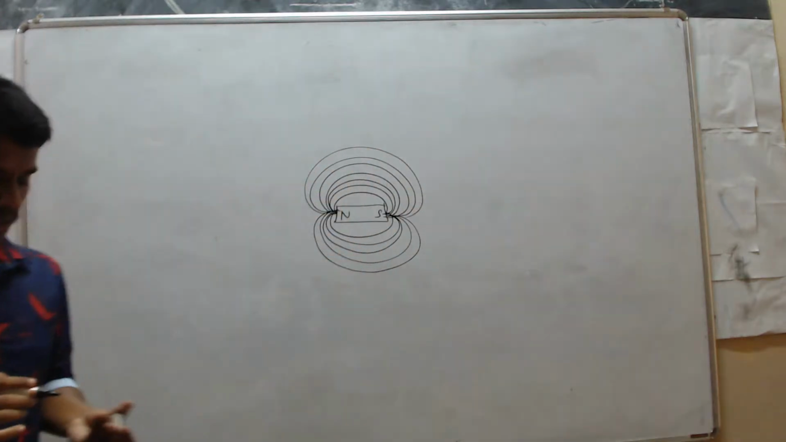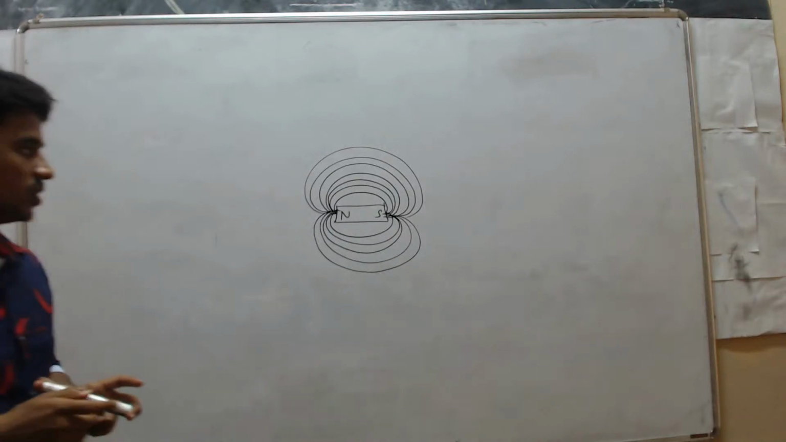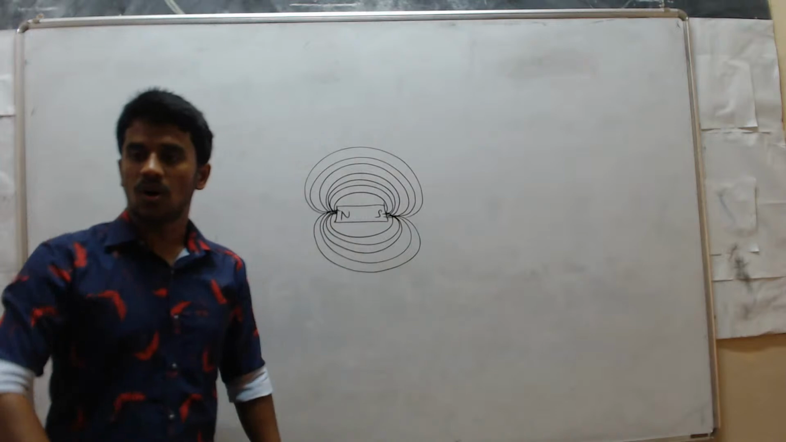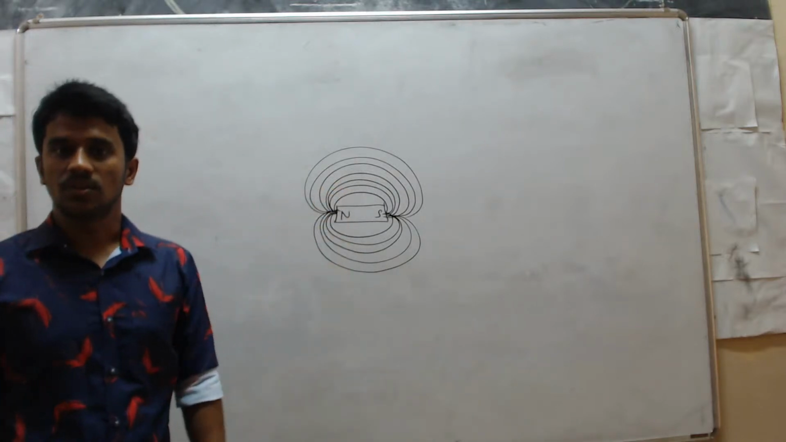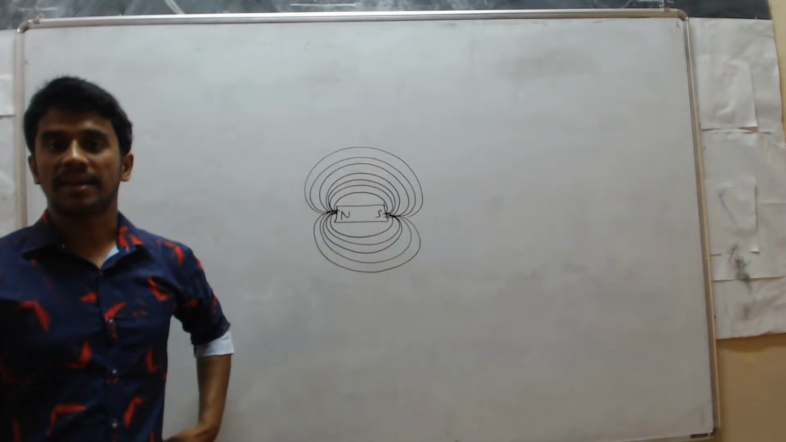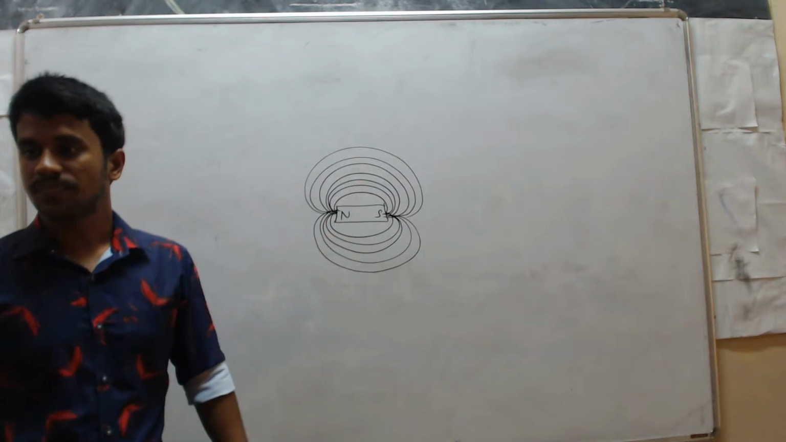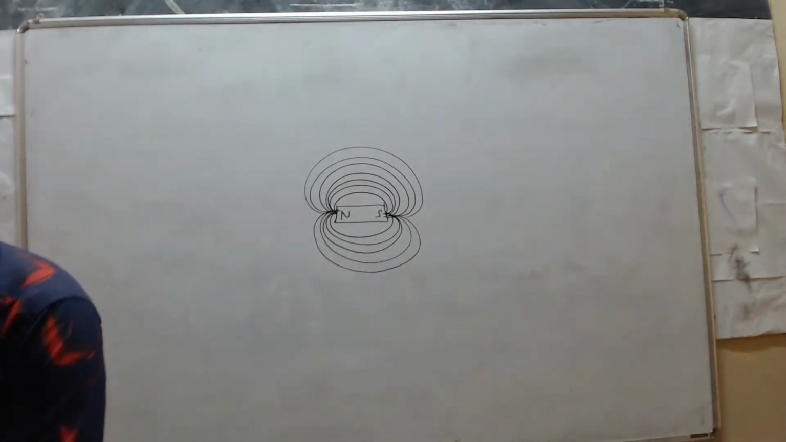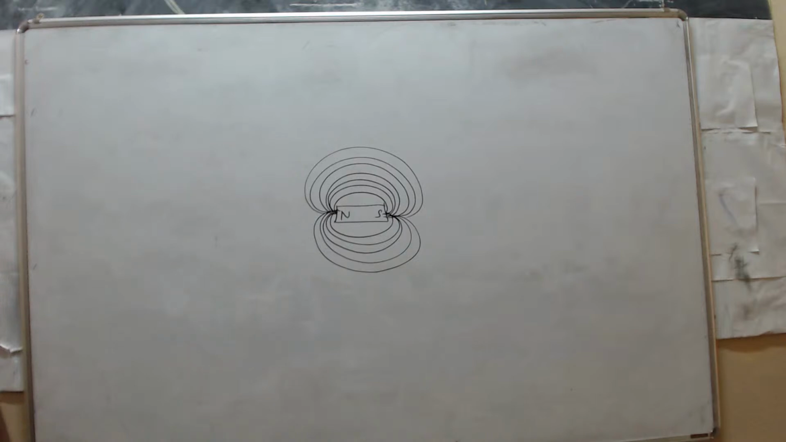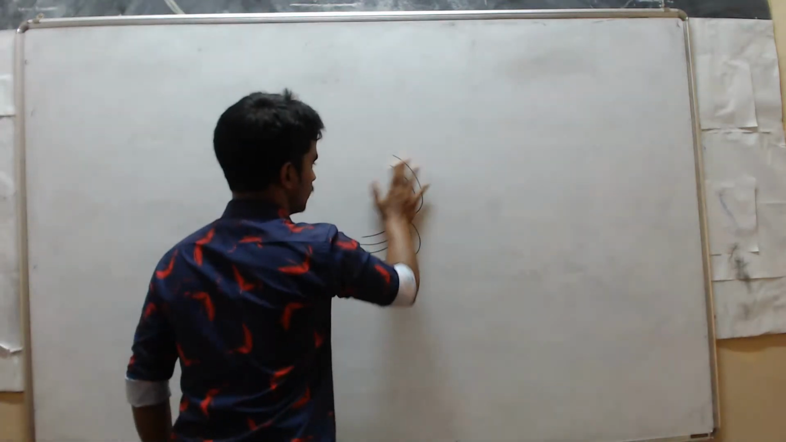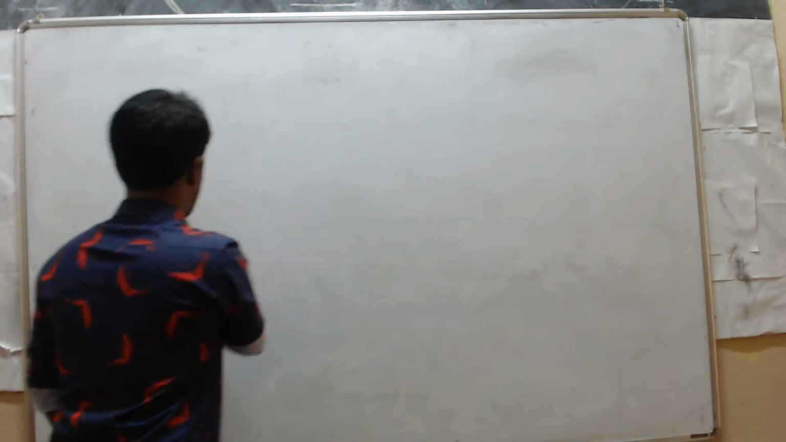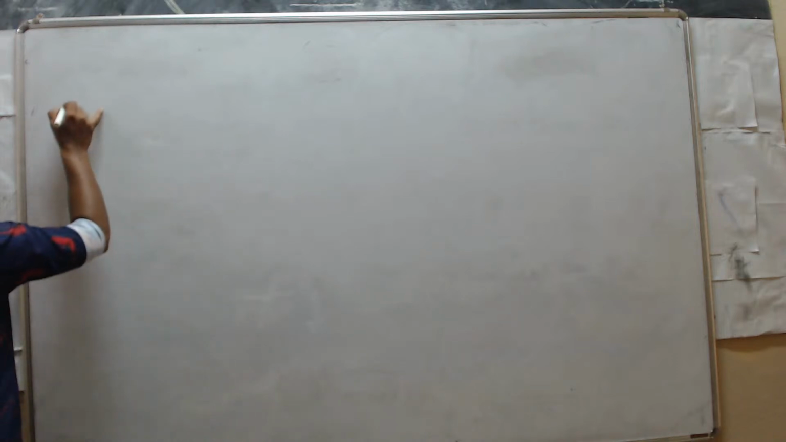See, so these are called magnetic field lines. When you put some iron filings, all the iron filings will arrange like this. These lines are called magnetic field lines. You can find these magnetic field lines around the magnet only. First property.